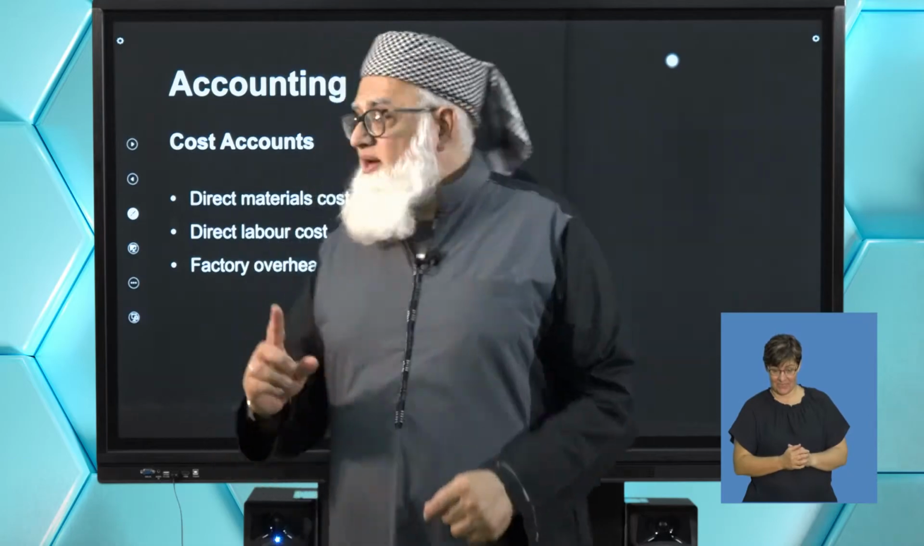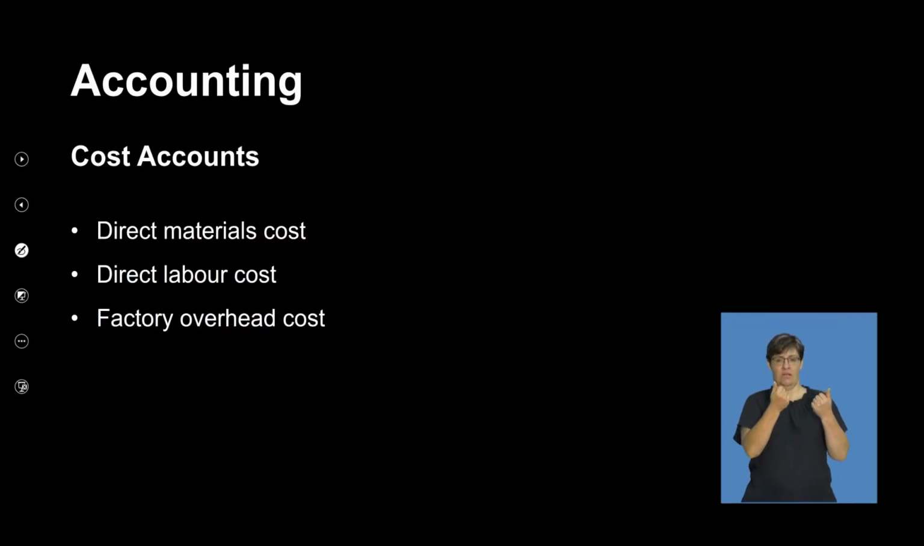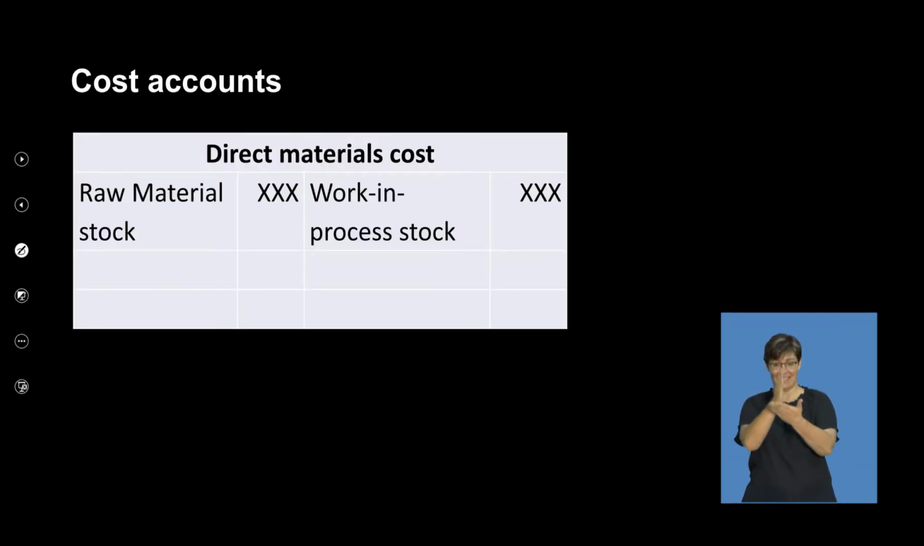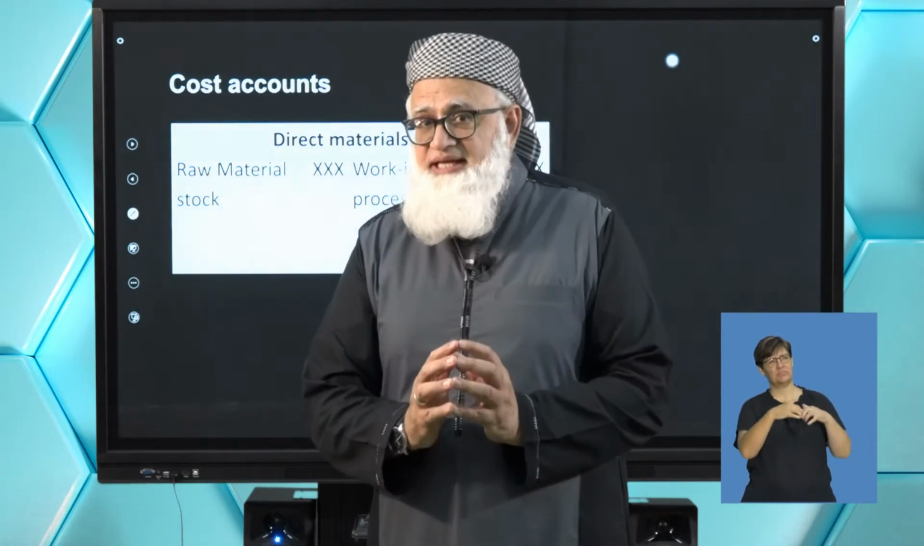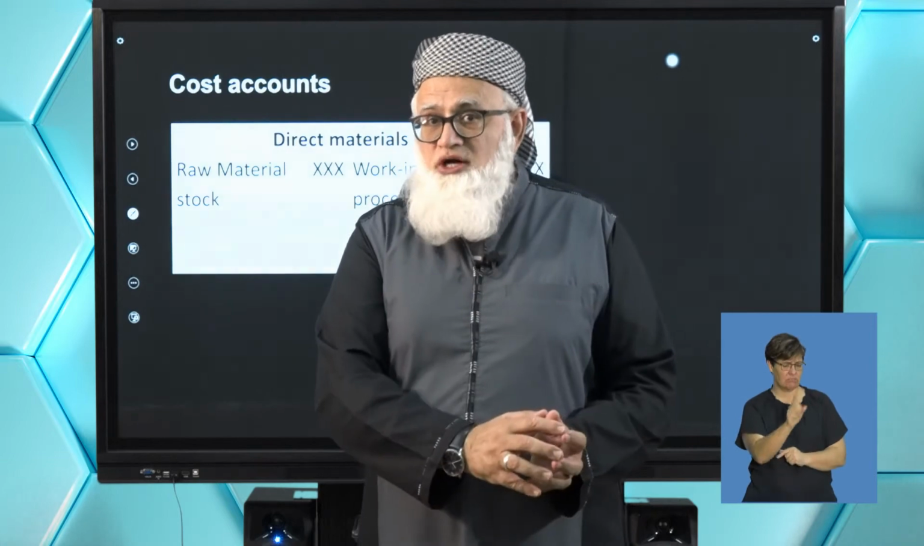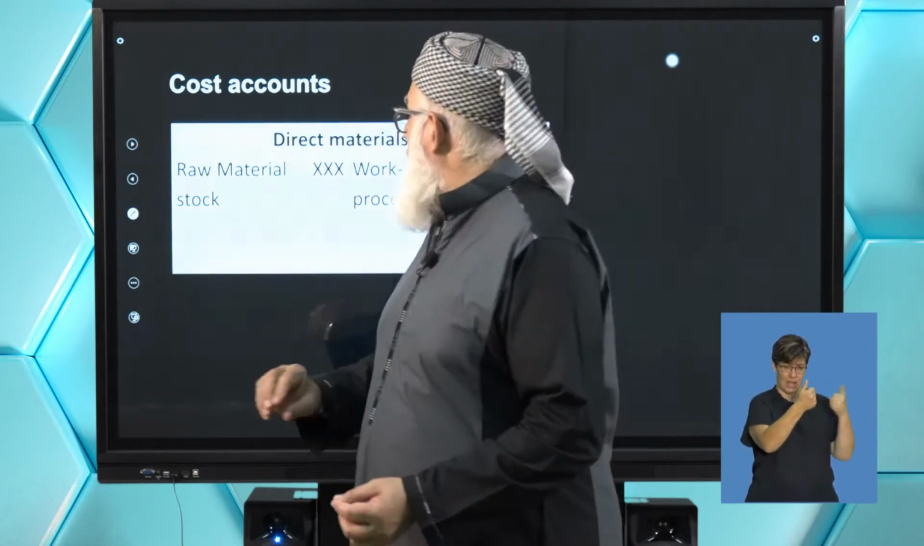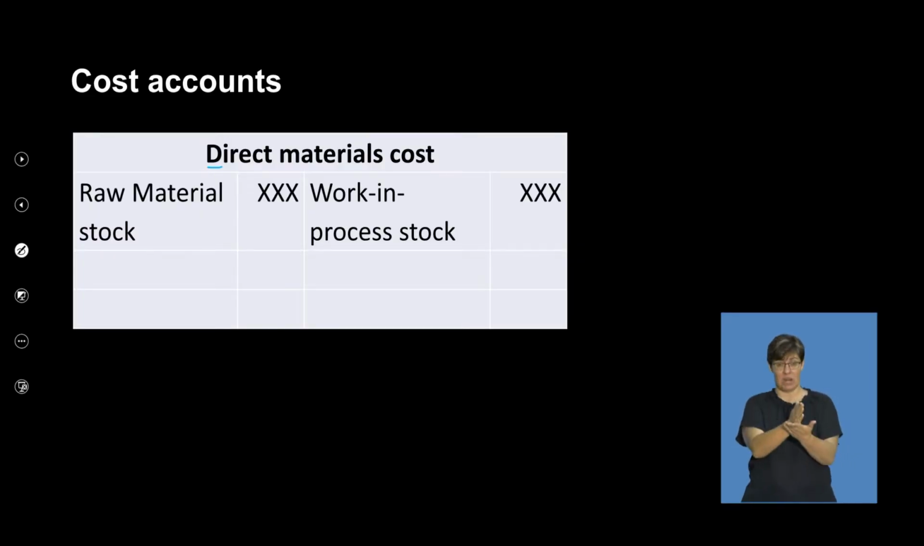So for now, it's the cost accounting, and we're looking at your direct material cost. Once again, think about what we've done previously. From your raw material stock account, you transferred into your direct materials cost. Can you remember? And we said that that was your internal transfer.